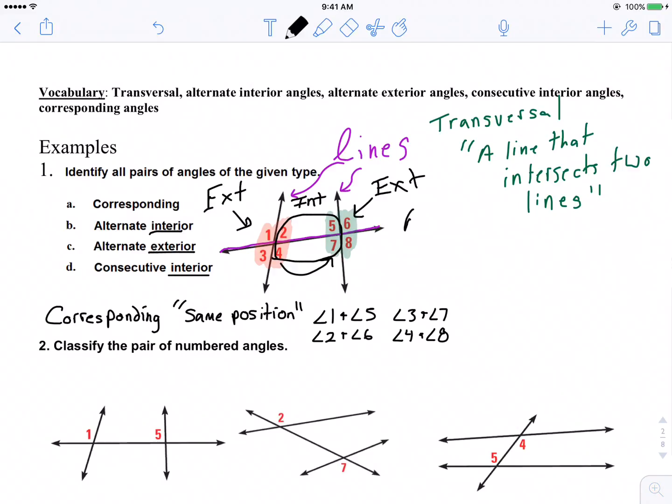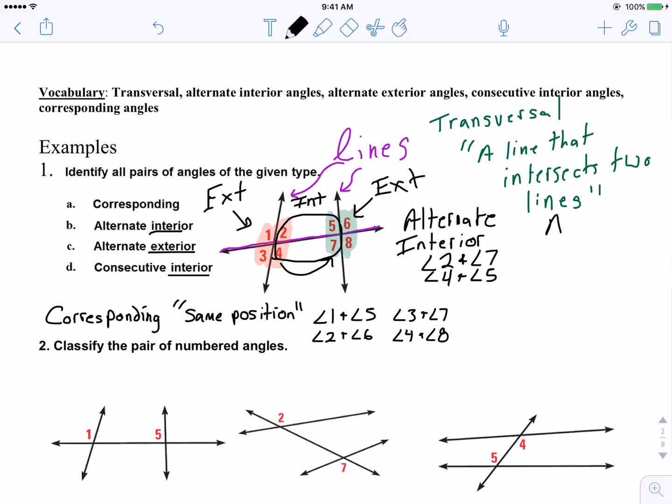So what would be an example of an alternate interior? Well, alternate interior angles pick ones that are interior, but they alternate from each other. So they are on alternate sides of the transversal. It would be angle 2 and angle 7, as well as angle 4 and angle 5. So they alternate, they jump over the interior transversal part.